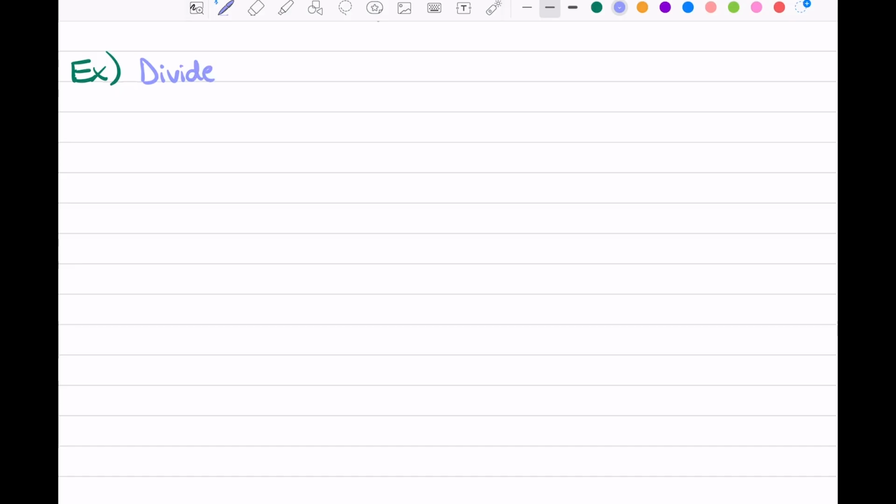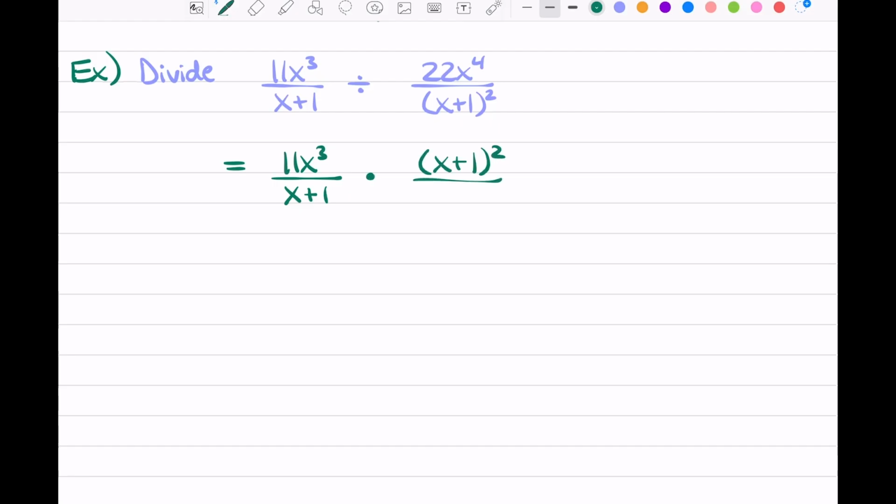Divide 11x to the third over x plus 1 divided by 22x to the fourth over x plus 1 squared. Now how do we divide fractions? We multiply by our second fraction flipped. So this will be 11x to the third over x plus 1 times x plus 1 squared over 22x to the fourth. And now we're back to multiplying fractions.